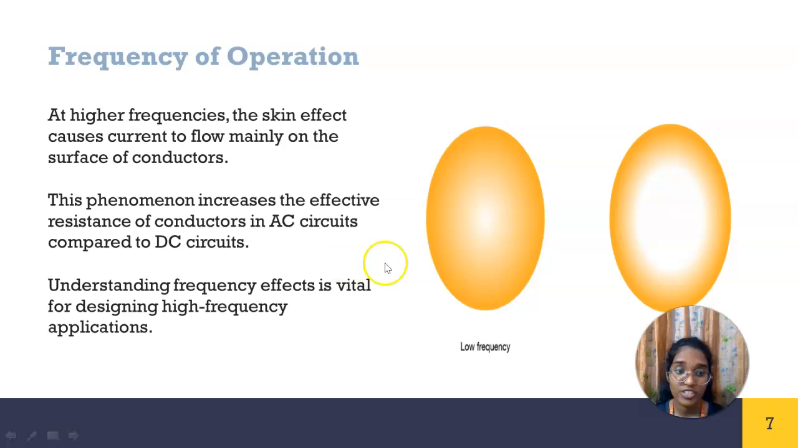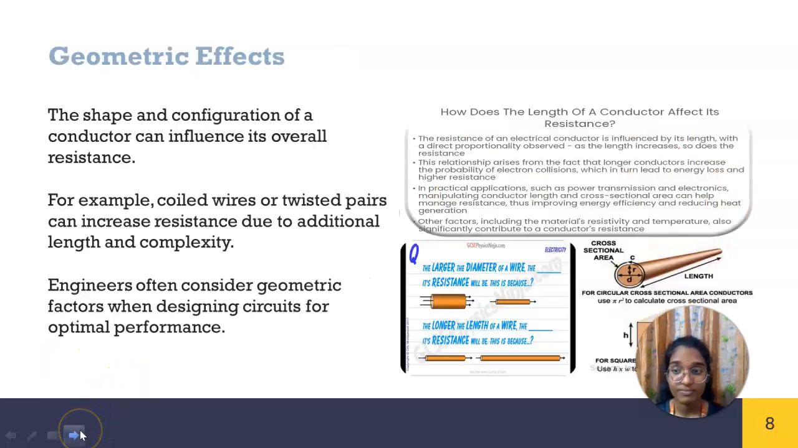And frequency of operation. This is a low frequency, this is high frequency. Let's check how it affects resistance. At higher frequencies, the skin effect causes current to flow mainly on the surface of conductors. This phenomenon increases the effective resistance of conductors in AC circuits compared to DC circuits. Understanding frequency effects is vital for designing high frequency applications.